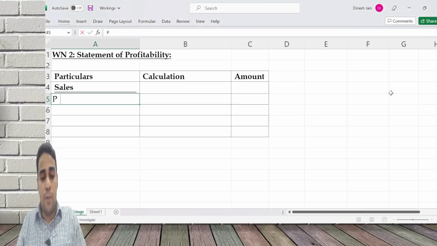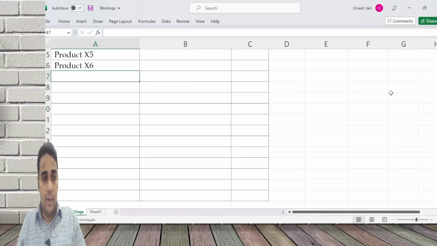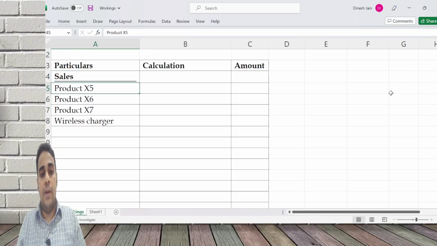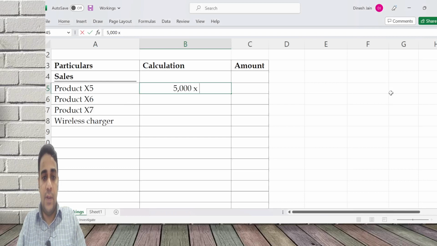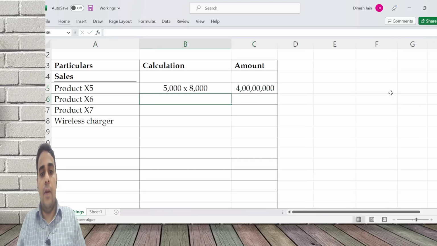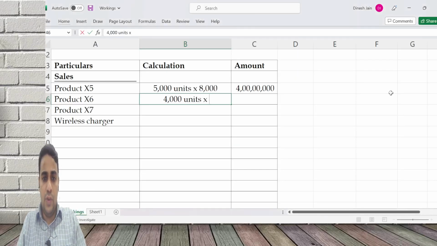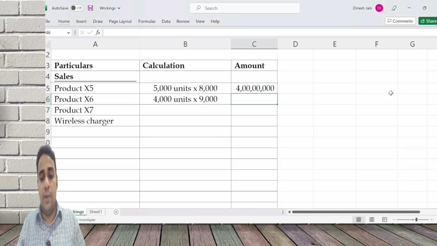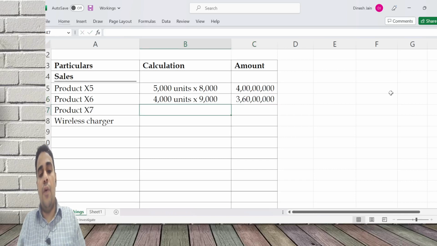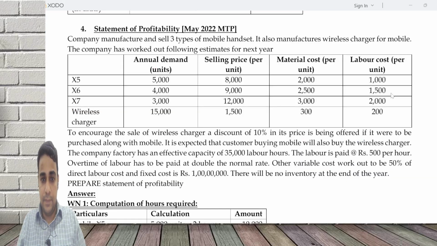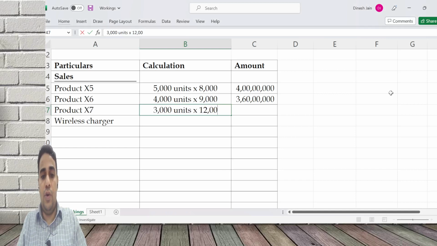Sales is four products: product X5, product X6, X7, and wireless charger. 5,000 units into 8,000 rupees, 4 crores. 5,000 into 8,000. 4,000 units into 9,000. 4,000 into 9,000, and into 12,000.